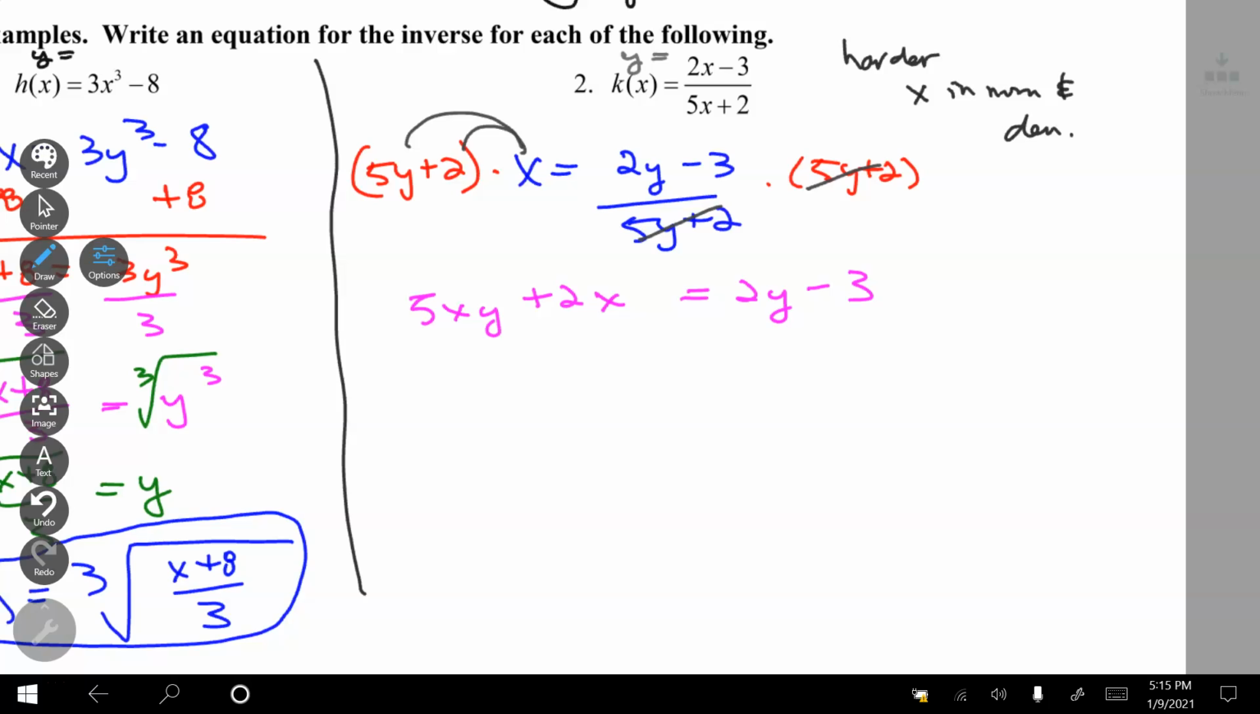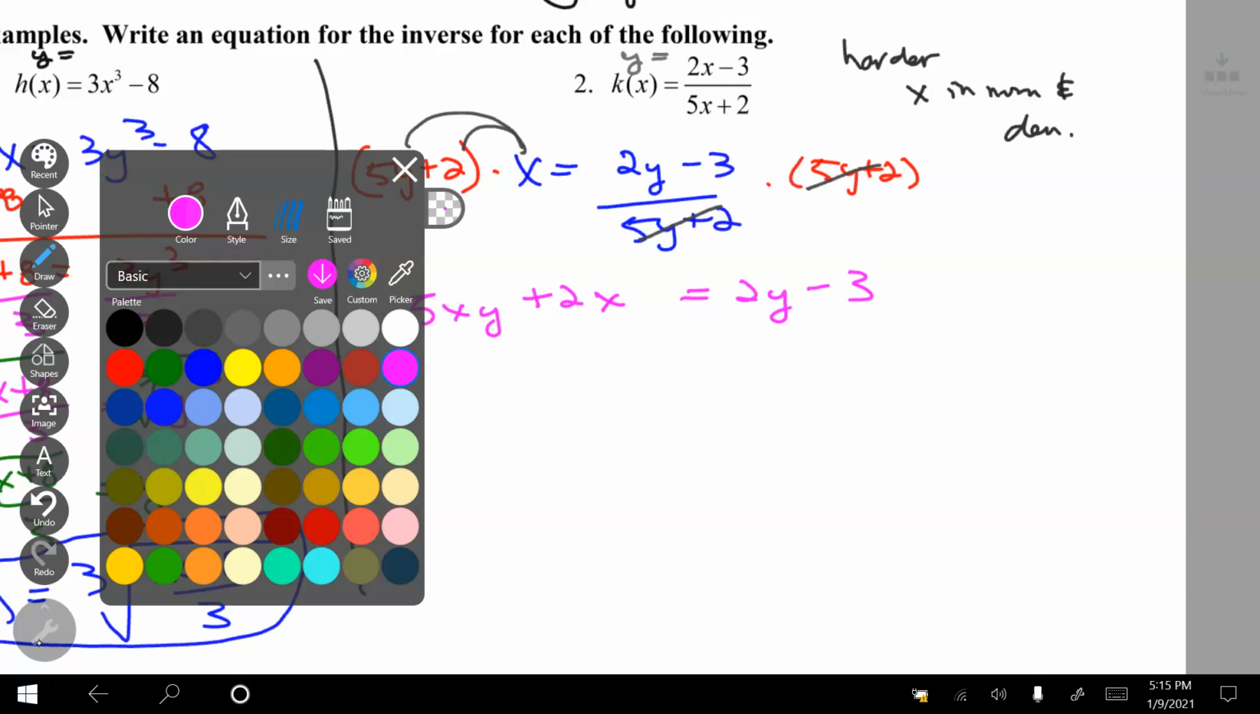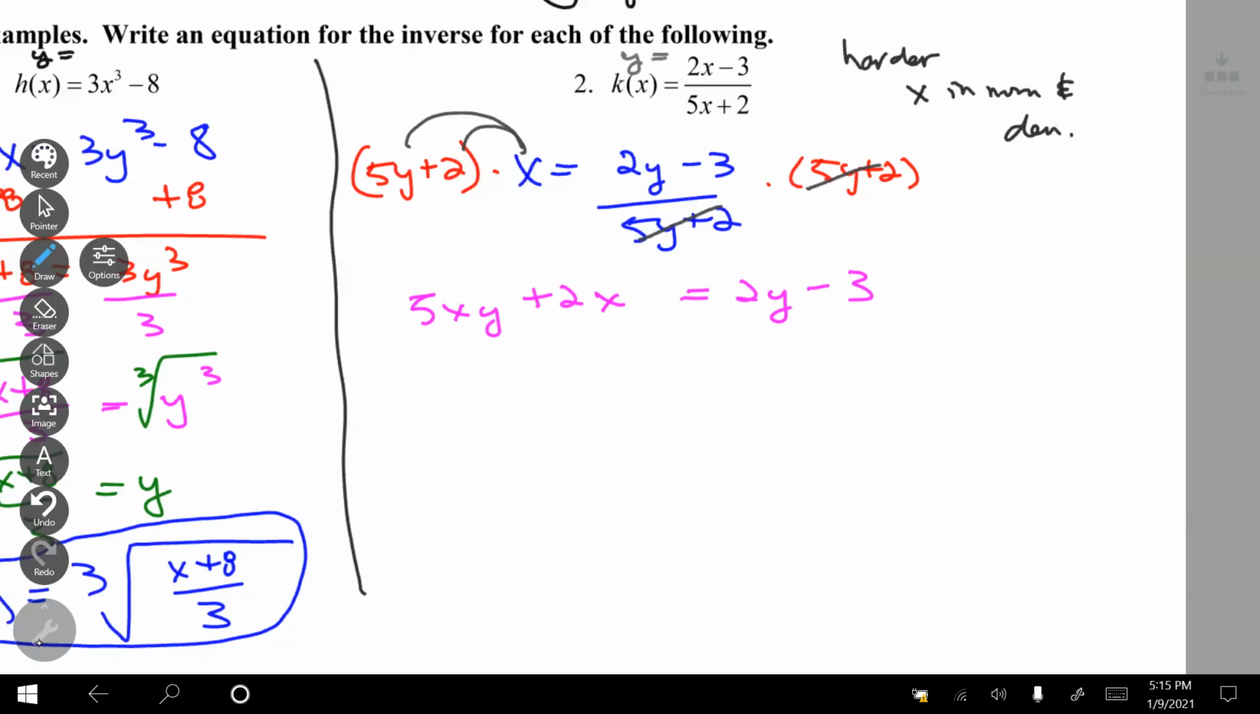Now I have x's and y's all over the place, so my thing is I'm going to get all y terms on the same side of the equal sign. Okay? So it doesn't matter which way you do it. I'm going to move the y's all to the left. You can move all the y terms to the right.